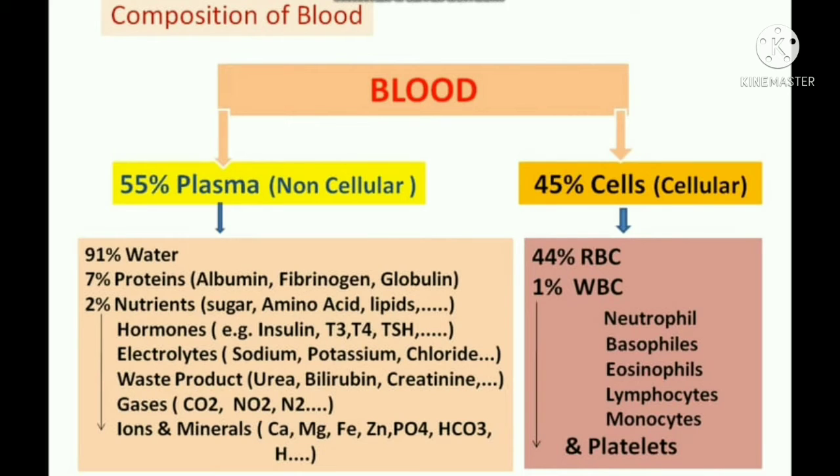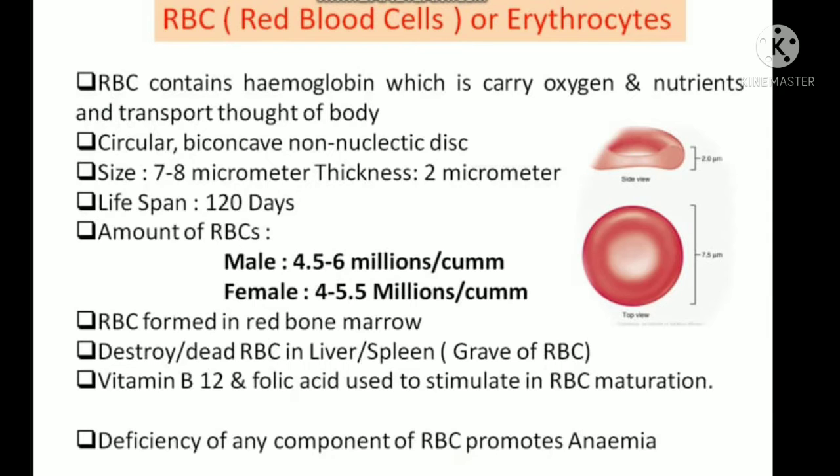Cells. Cells make up 45% and are nuclear: 44% is RBC and 1% is WBC. In WBC there are these types: neutrophils, basophils, eosinophils, lymphocytes, monocytes, and platelets. Now we will learn about RBC.